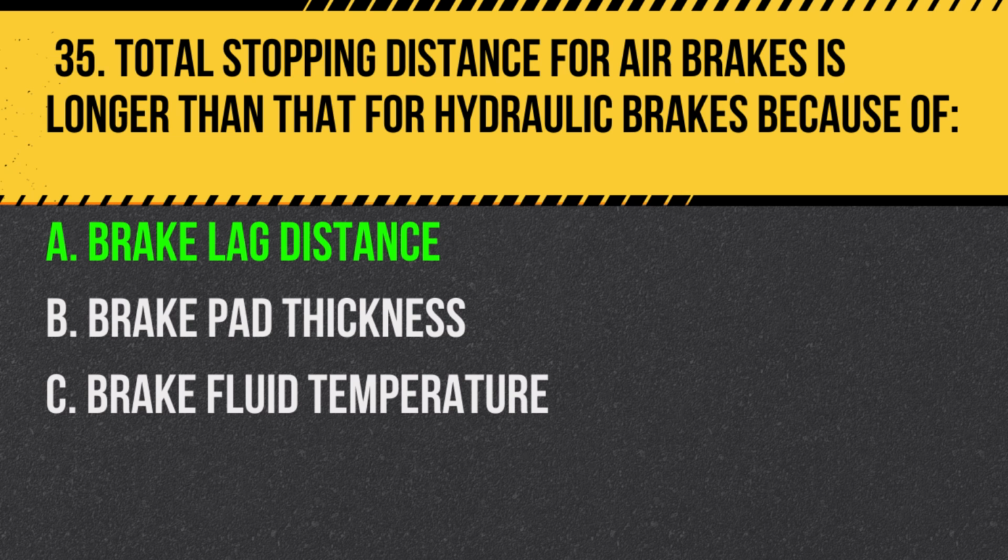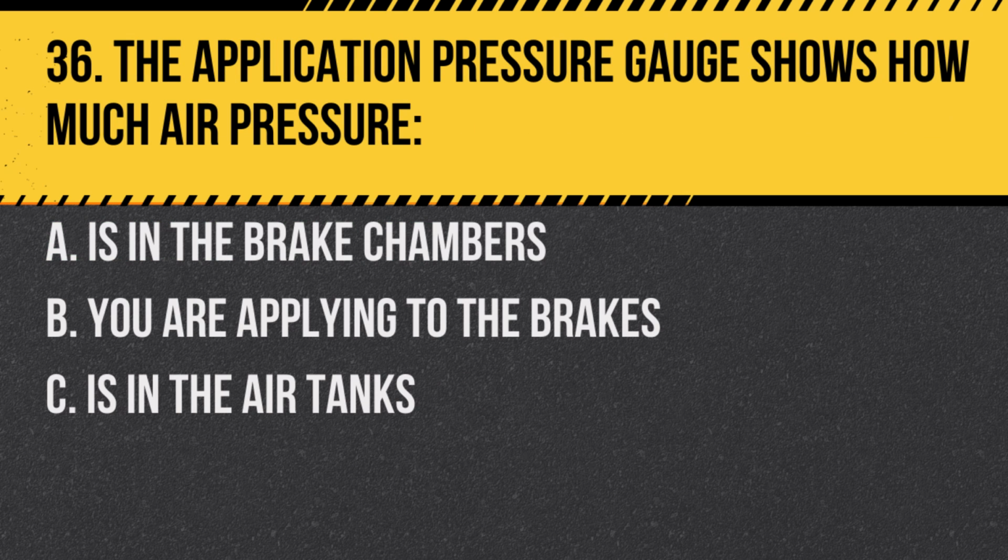Answer: A. Brake lag distance. Air brake systems have a brief delay before the brakes engage. Question 36. The application pressure gauge shows how much air pressure. A. Is in the brake chambers. B. You are applying to the brakes. C. Is in the air tanks.